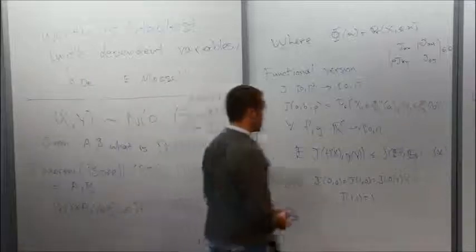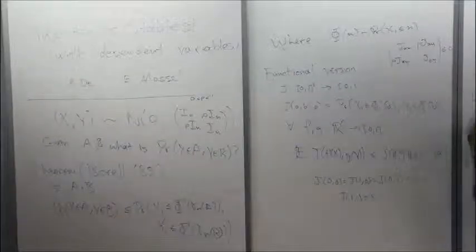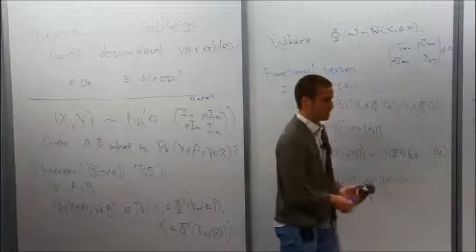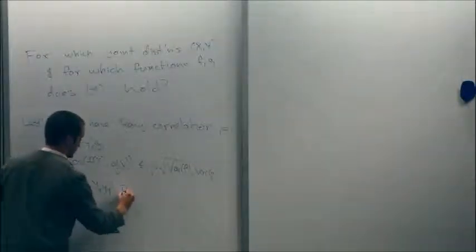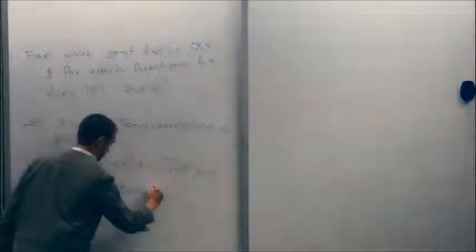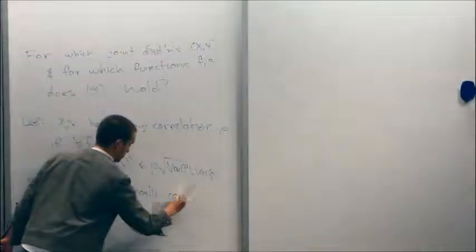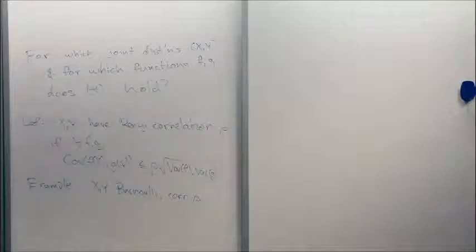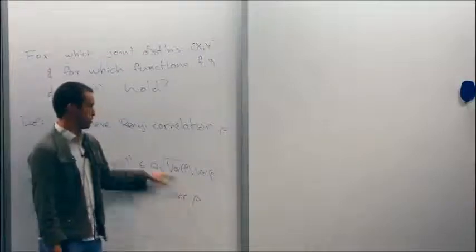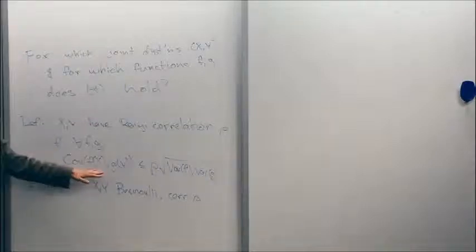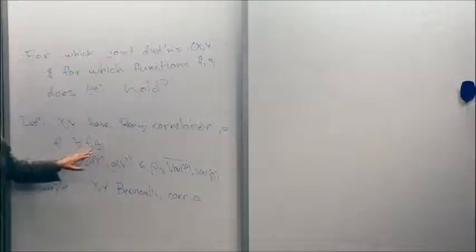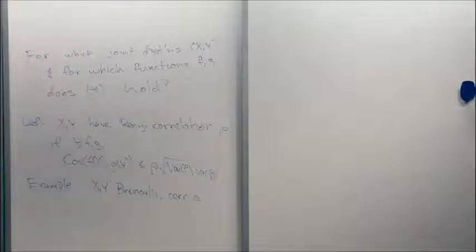Okay, so the first question is, does Rényi correlation rho imply star? And the answer is clearly not. What if I take x and y to be Bernoulli with correlation rho? It's pretty easy to check that Bernoulli variables with correlation rho also have Rényi correlation rho. The reason is that there are no non-trivial functions to test for, because this equation is affine invariant, and so there's nothing to check.